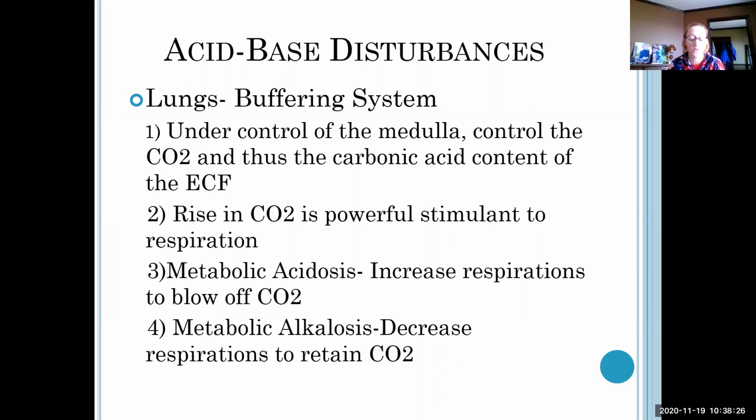So the rise in CO2 is going to stimulate respiration. With metabolic acidosis, we're going to increase our respirations to blow off CO2. With metabolic alkalosis, we decrease respirations to retain CO2. So it's going to do the opposite of what the problem is to try and combat it.